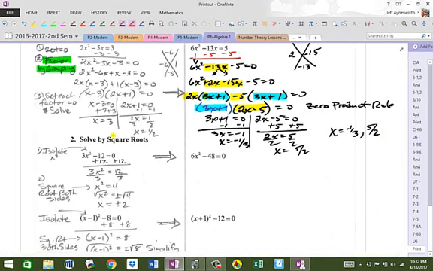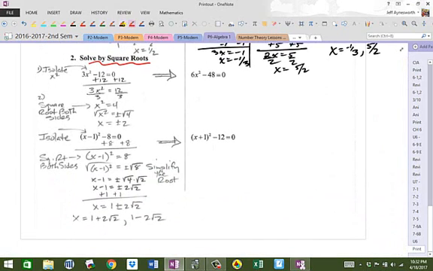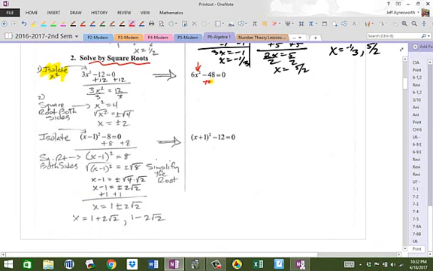All right, next technique is solving by square roots. So let's do that, okay? And then basically we want to isolate the square. All right, look at this. Major step, isolate the square. So what we want to do is isolate this x squared, and we're going to do that by adding 48 first.